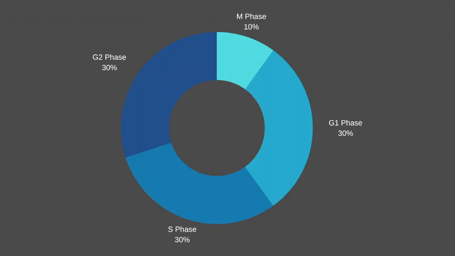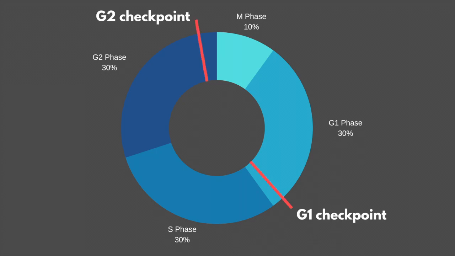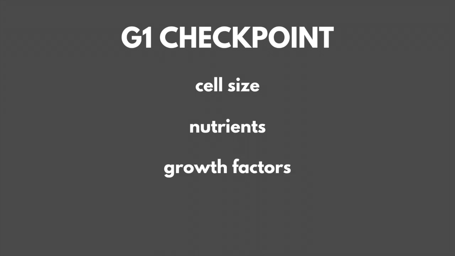Let's move on to cell cycle checkpoints. There are three checkpoints that you'll need to know. There's the G1 checkpoint, the G2 checkpoint, and the spindle checkpoint. At the G1 checkpoint, the cell checks for cell size, the nutrients that are needed for DNA replication, growth factors, as well as DNA damage, since the cell is going to replicate its DNA in the next phase.